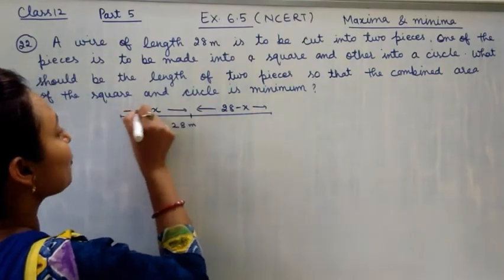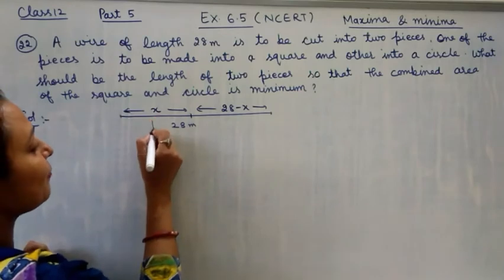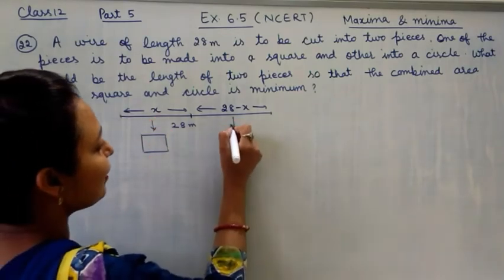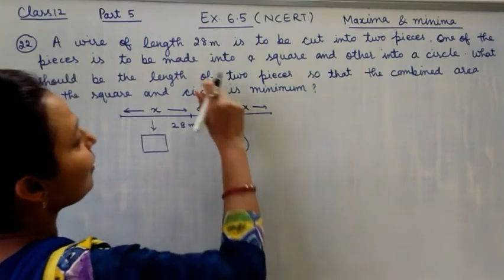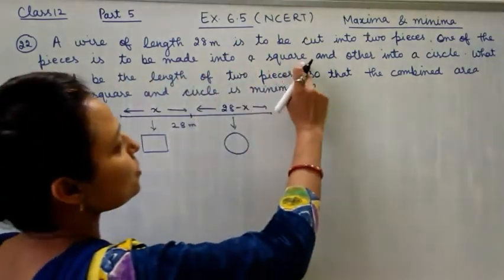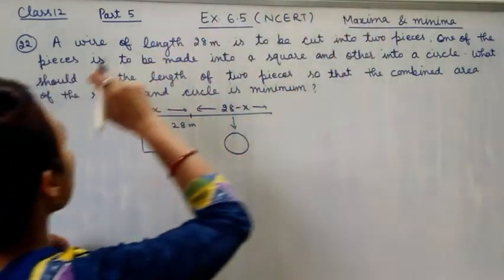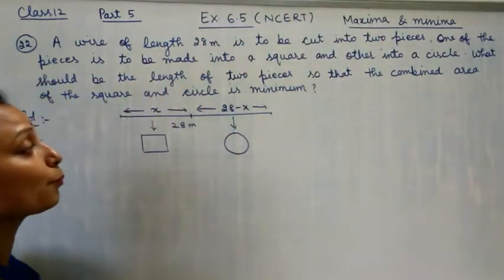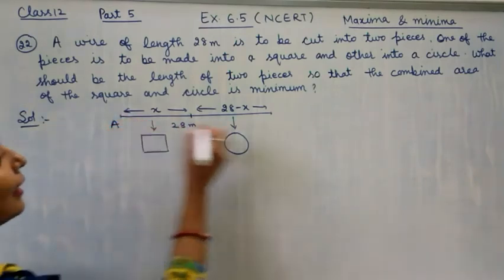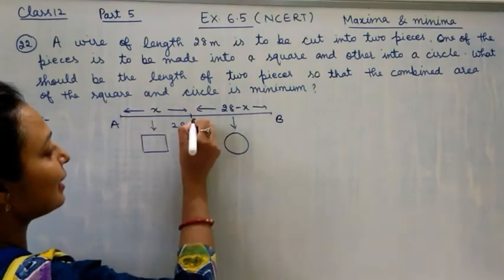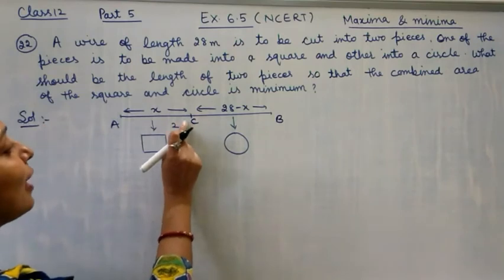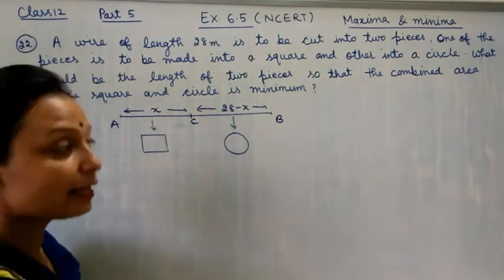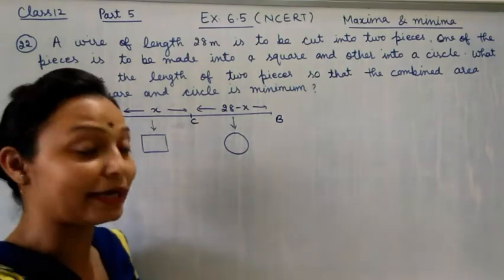Okay. So this piece is converted into a square and this piece is converted into a circle. One piece is to be made into a square and the other into a circle. What should be the length of the two pieces? That means you have to find, let us suppose the wire is AB and this is C, the length of AC and BC. So how can we find the length?